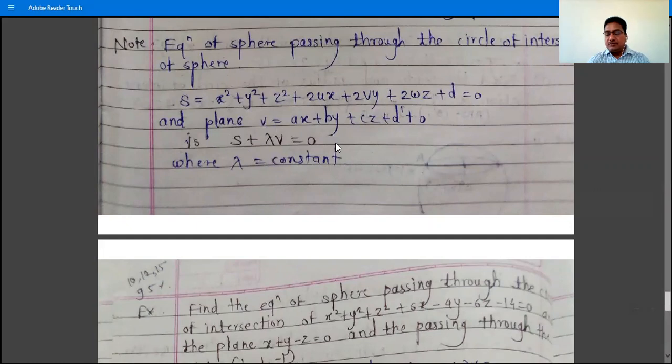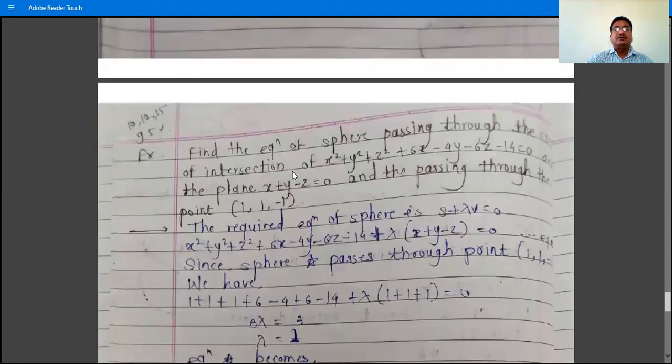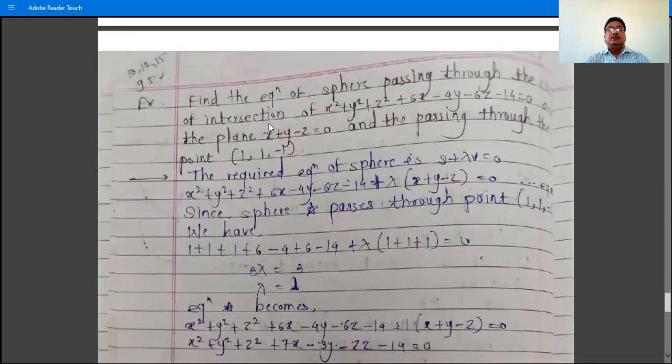Suppose U is equal to 0 and V is equal to 0 are two planes, then their intersection is a line, and the equation of the plane passing through the intersection line is U plus lambda V is equal to 0, like that. The equation of a sphere passing through the circle of intersection of a sphere and a plane is this, S plus lambda V is equal to 0. So what is the problem on this topic?